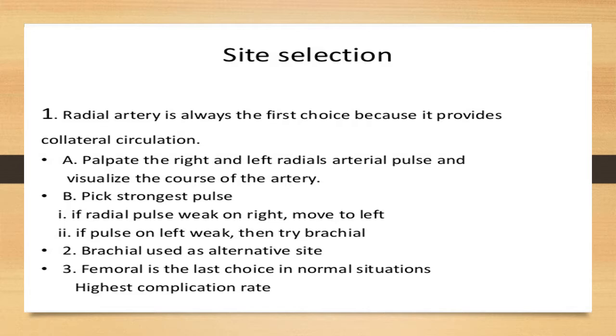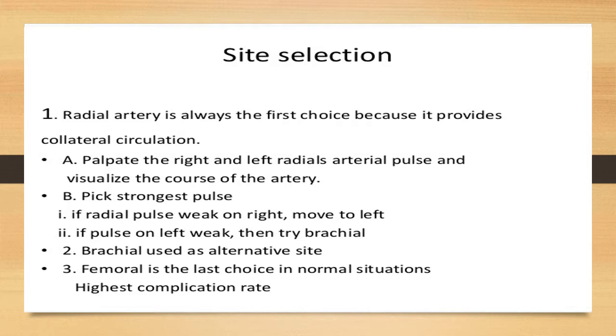And site selection, radial artery is always the first choice because it provides collateral circulation. So first palpate the right and left radial arterial pulse and visualize the course of the artery. Pick strongest pulse. If radial pulse weak on right, move to left. If pulse on left weak, then try brachial. Brachial used as alternative site.